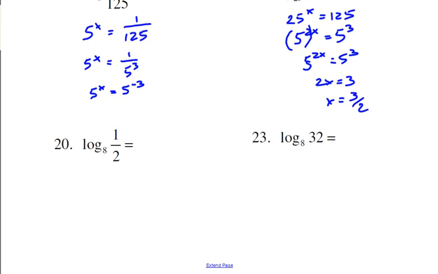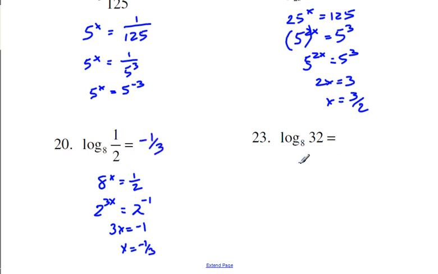Let's try 2 more like that. 8 to what power is 1/2? We recognize that 8 is 2 to the third. We should recognize that 1/2 is 2 to the negative 1, which means 3x equals negative 1, and x equals negative 1/3. There's our answer.